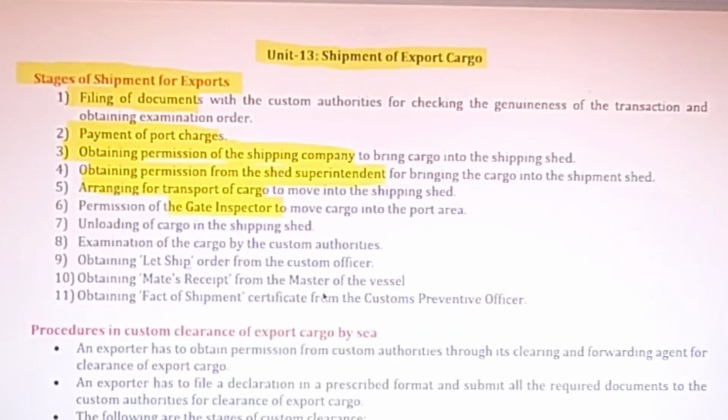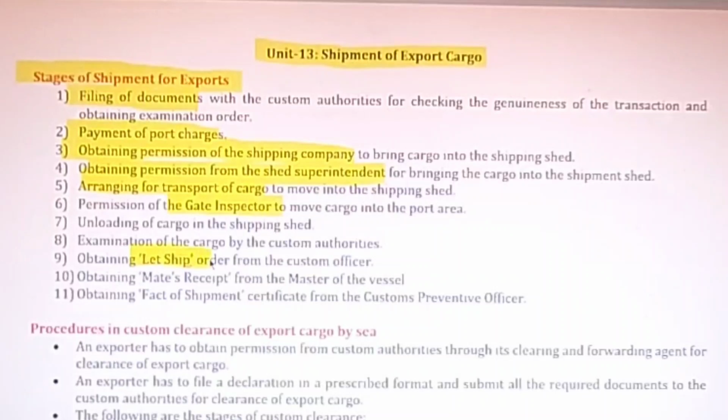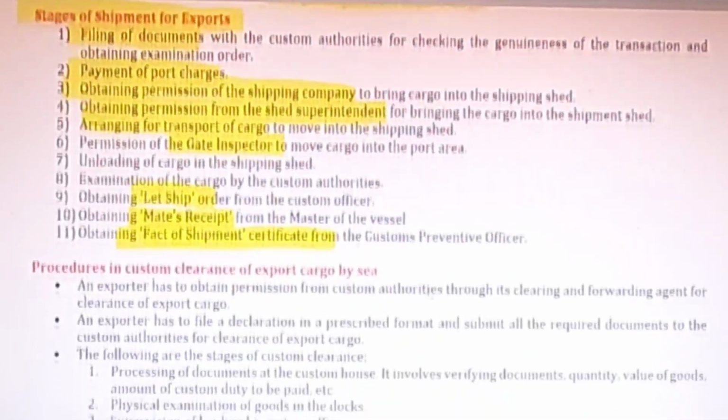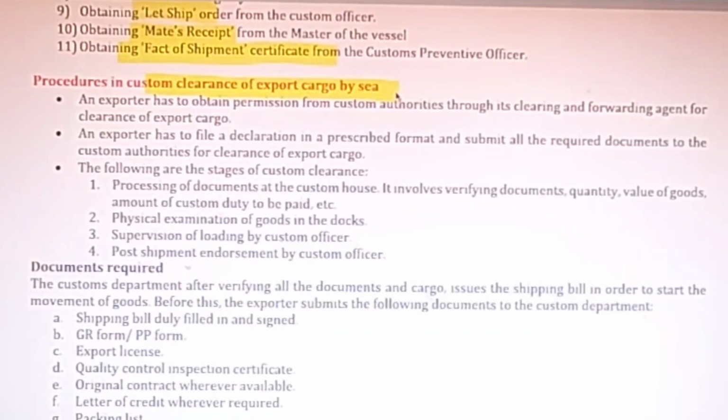So like that. The most important are the last three stages, where the exporter gets the let ship order, mate's receipt, and proof of shipment certificate. So these are a few important ones. Then procedures in customs clearance of export by sea.